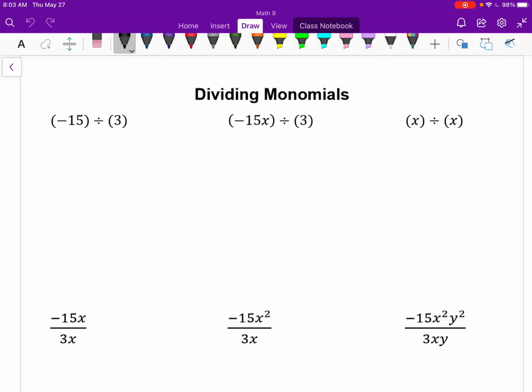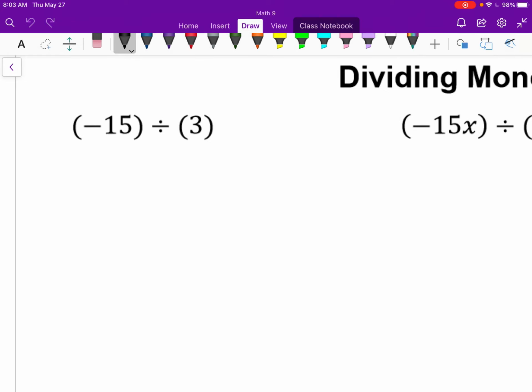Right, so the focus of this is dividing monomials from the same section as the last lesson. And again, you've been dividing monomials since you started learning about division, probably grade 3. If I look here, I'm dividing two monomials. One of them's negative, but negative 15 divided by 3 is the same as negative 5.